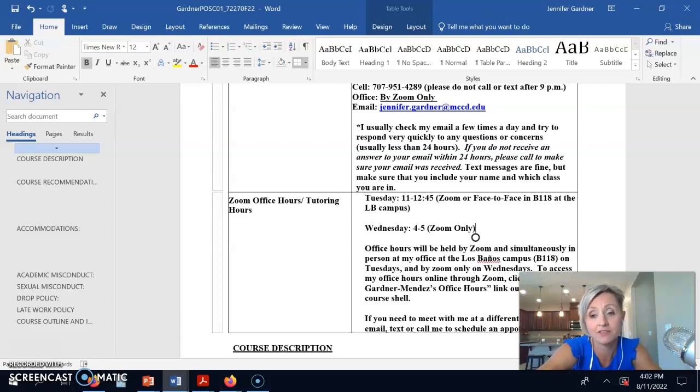You can come in face-to-face if you want. I'm at the LB campus in Office B118, or you can Zoom in. The link for the office Zoom hours is actually embedded in our Canvas page on the left-hand side in the menu. So Tuesdays 11 to 12:45 and Wednesdays 4 to 5 p.m., right?